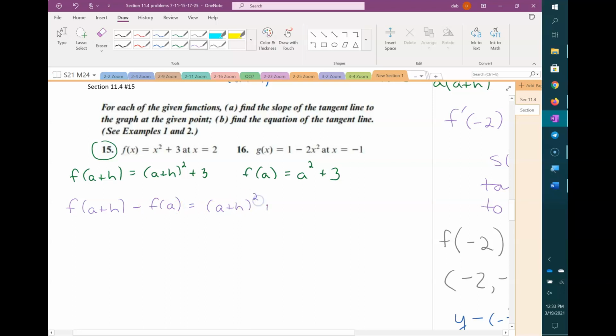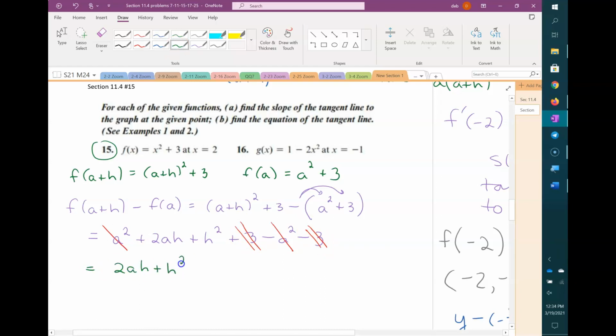So here's my f of a plus h. Make sure you put parentheses around your f of a. And then hopefully you've done a lot of these, so you know (a plus h) quantity squared is a squared plus 2ah plus h squared. Then we have plus 3, and we distribute the negative and get minus a squared minus 3. So yay, the a squared cancels and the 3's cancel. So what's left is 2ah plus h squared.